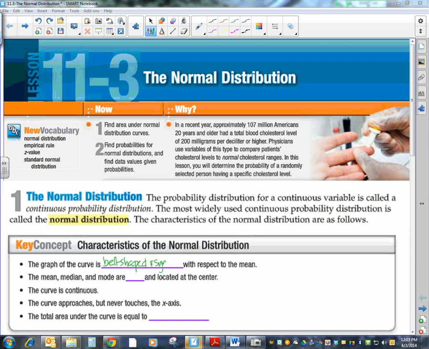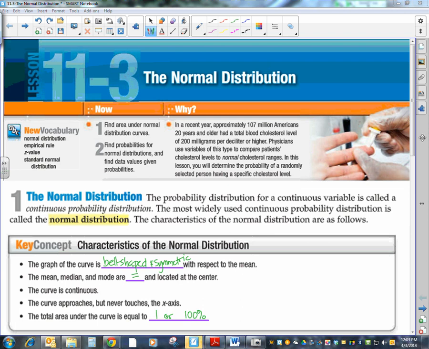and that of course means it's going to also be symmetric with respect to the mean. The mean, median, and mode are equal and located at the center. The curve is continuous. It approaches but never touches the x-axis, and the total area under the curve is equal to 1, or 1, of course, is equal to 100%. So whether you give me a decimal or a percentage does not matter.